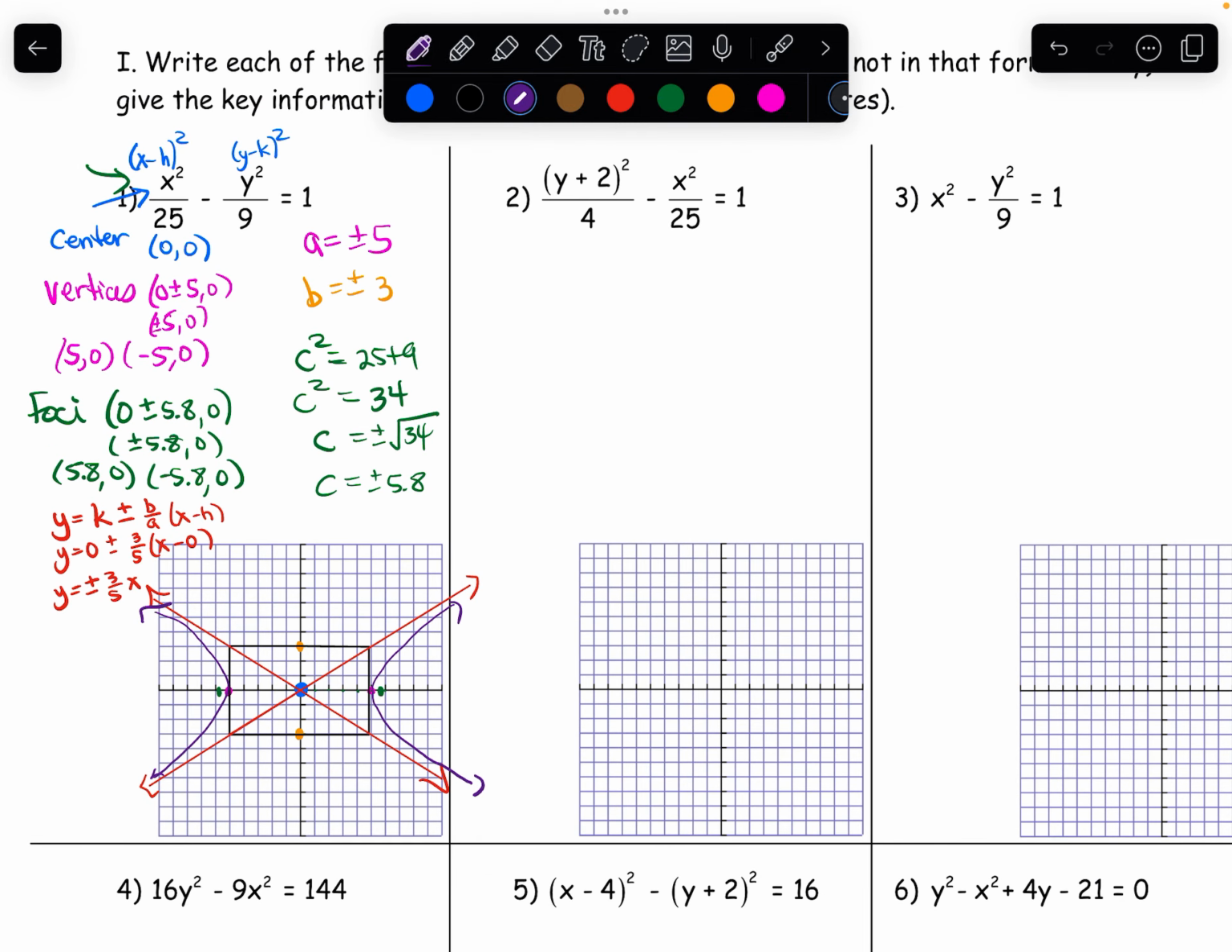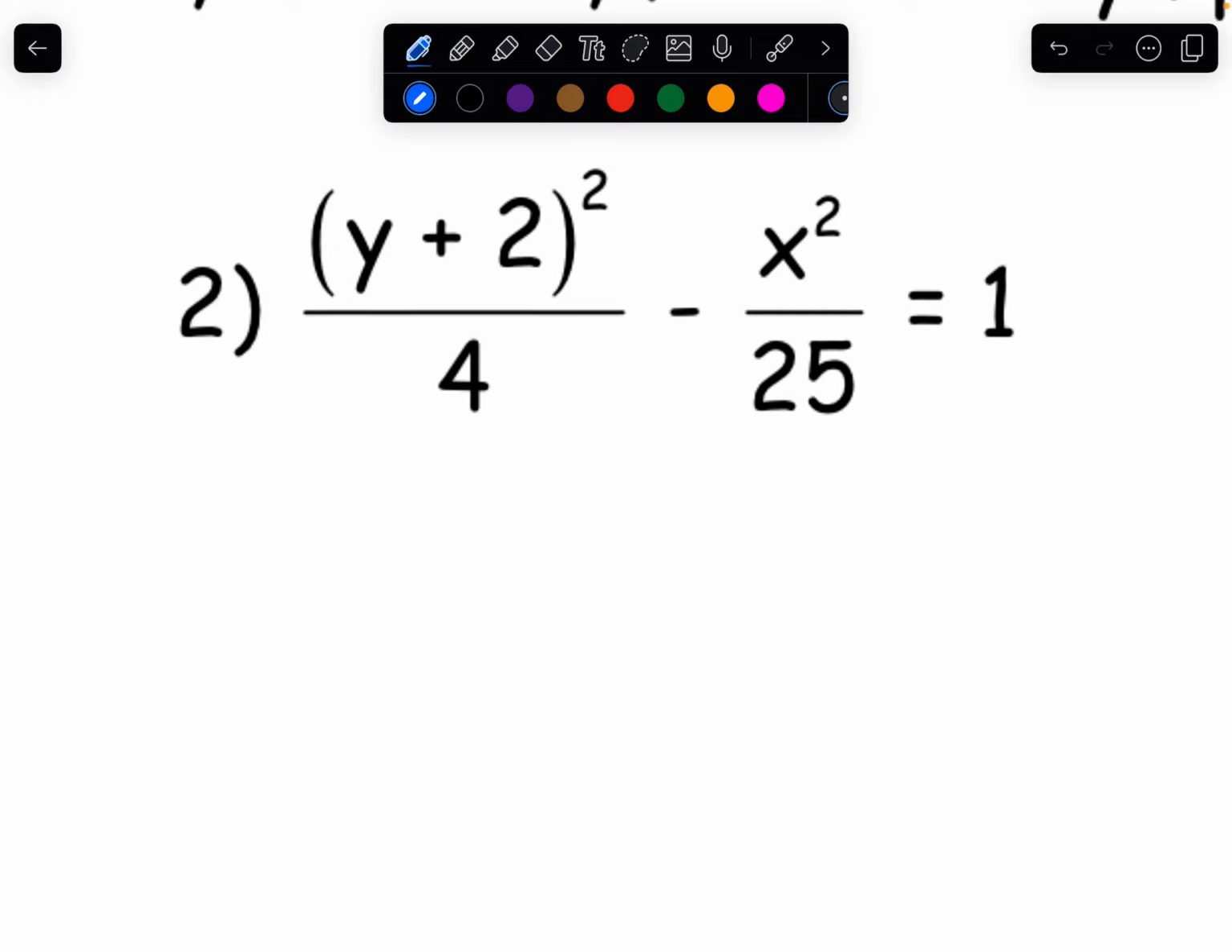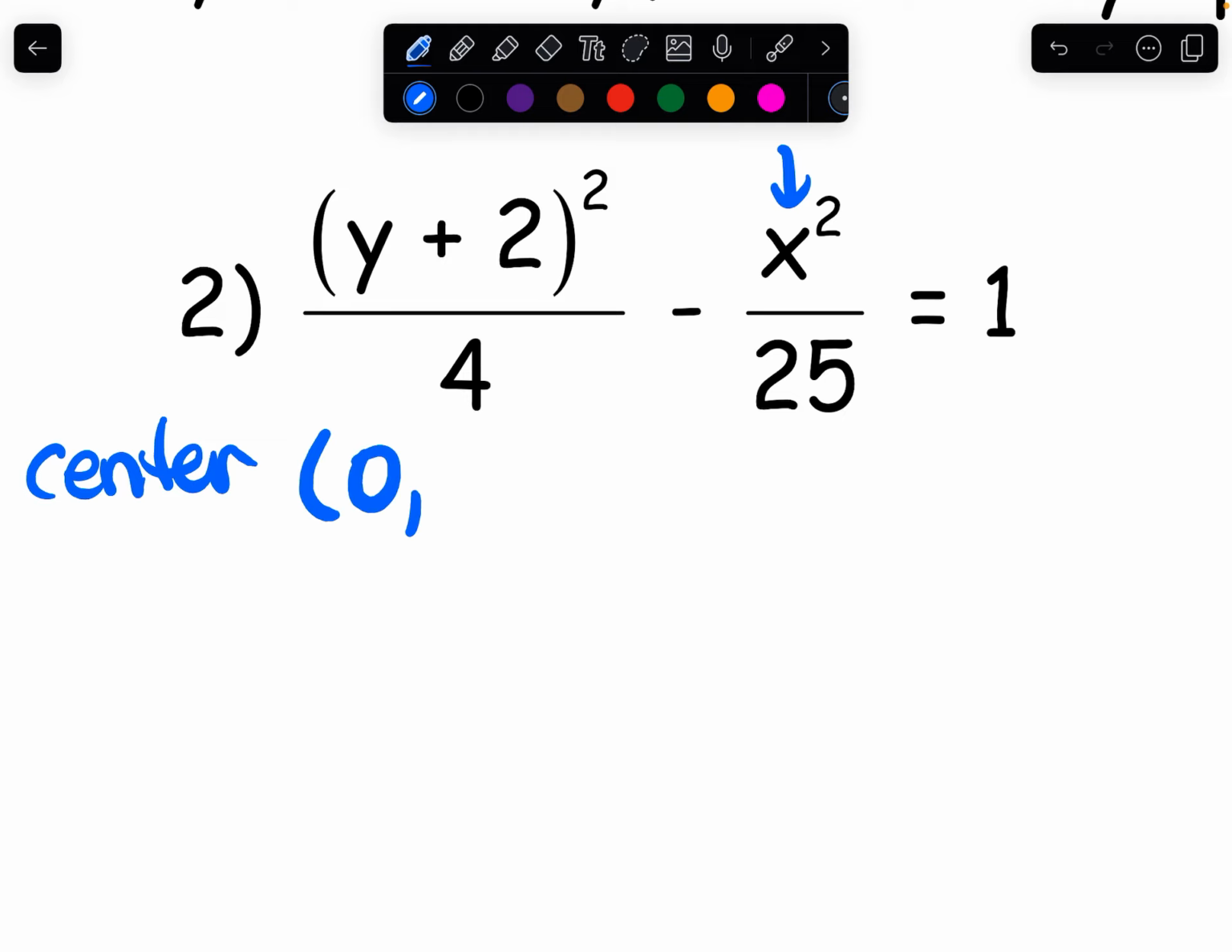Okay. So on this next one, it's not going to be at 0, 0 because there's a set of parentheses. And on top of that, the y came first. So my center, be careful. You want to make sure that you do the correct center. So what is added or subtracted from x? Nothing. So that means 0. And then the y value. So that's my center. Okay?